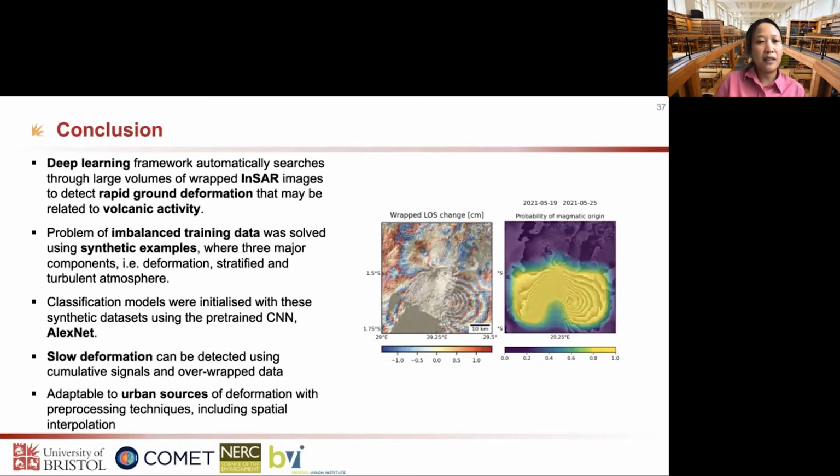And then we adapted it to the built environment, which I showed you before is more suitable, but we need to apply some spatial interpolation so that the data are suitable to apply with the existing CNN.